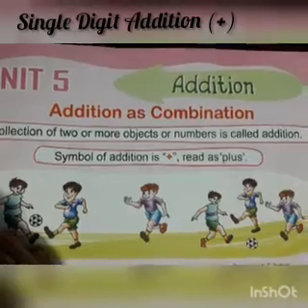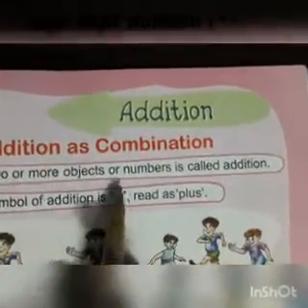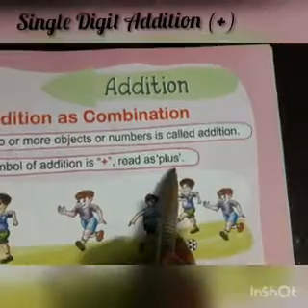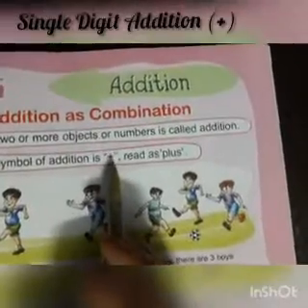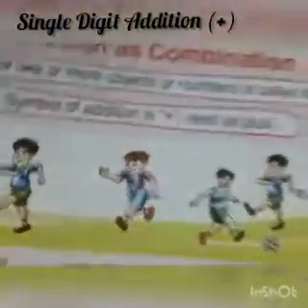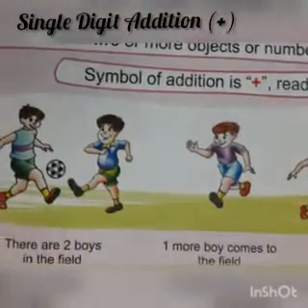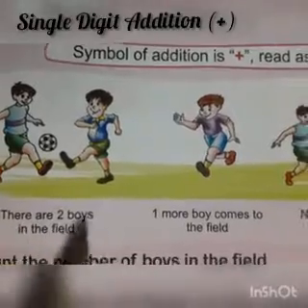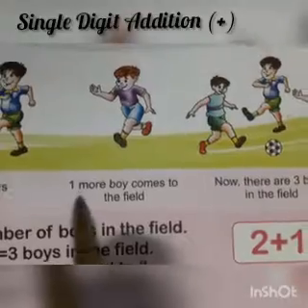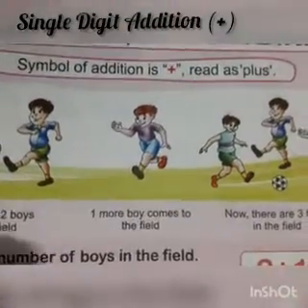What is addition, children? Collection of two or more objects or numbers is called addition. Fine? The symbol of addition is this plus, and you will read it as plus. Okay? See, in the first picture here two boys are playing football. Here it is also written, there are two boys in the field. One boy is also coming here. See what is written here? One more boy comes to the field and he joined them.